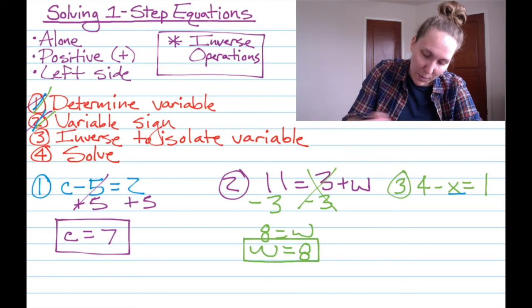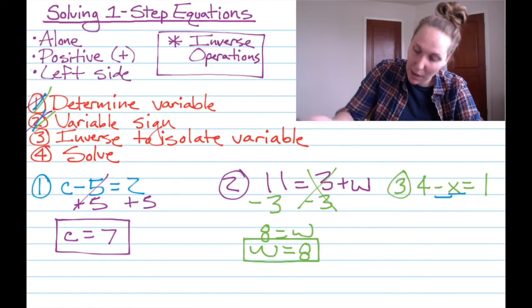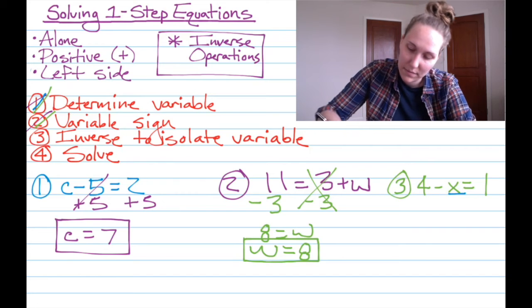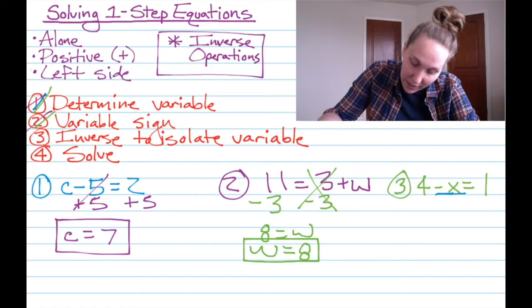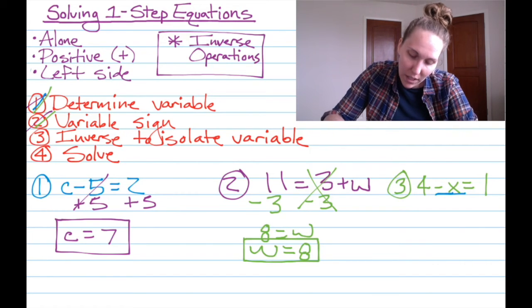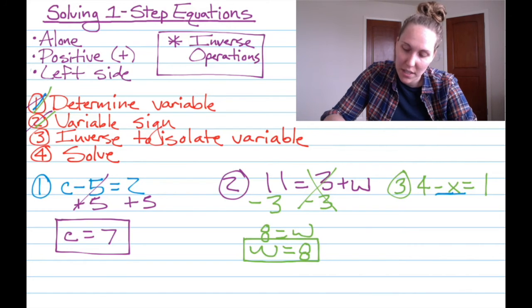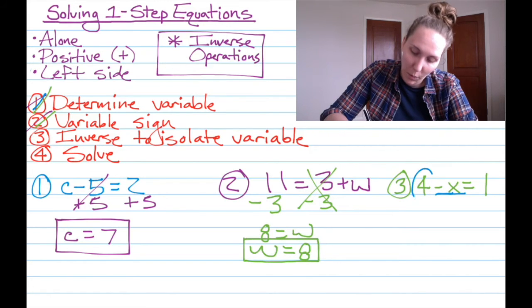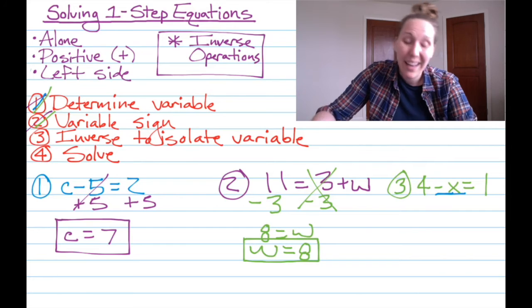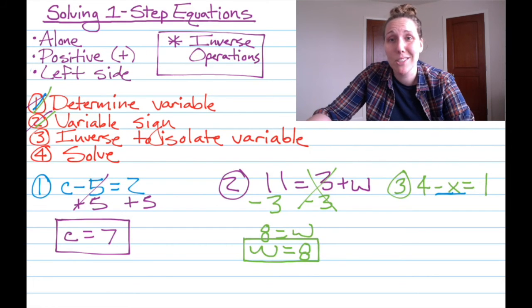We determine the variable sign, which is negative, which is problematic. We're going to have to fix that. Okay? And we will as we're working out this problem. And now we're going to use inverse operations to isolate the variable. So we have a 4 hanging out over here. Again, it doesn't have a sign. So how do I change that?